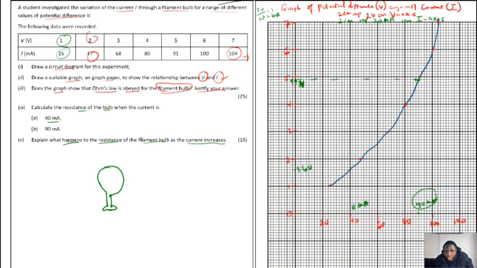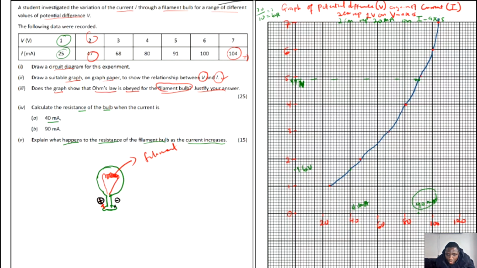So we have the filament bulb here. Okay, so it's better. When you have a filament bulb, there is a coil. This is what we call the filament. Now, this is the positive side, and we have the negative side, black. This is the positive side.